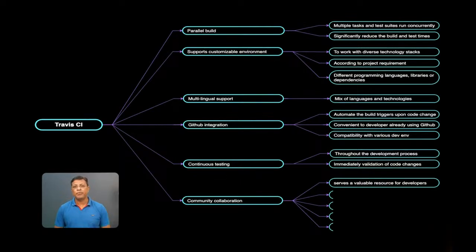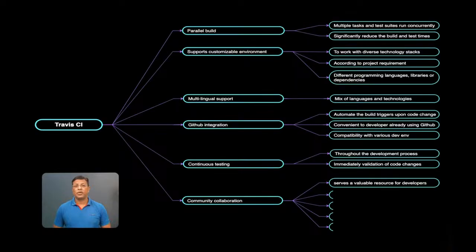The ability to customize environments is crucial for developers who work with diverse technology stacks. Travis CI allows users to define and configure their build environments according to project requirements. This flexibility ensures that projects using different programming languages, libraries, or dependencies can be seamlessly integrated into the CI/CD pipeline.